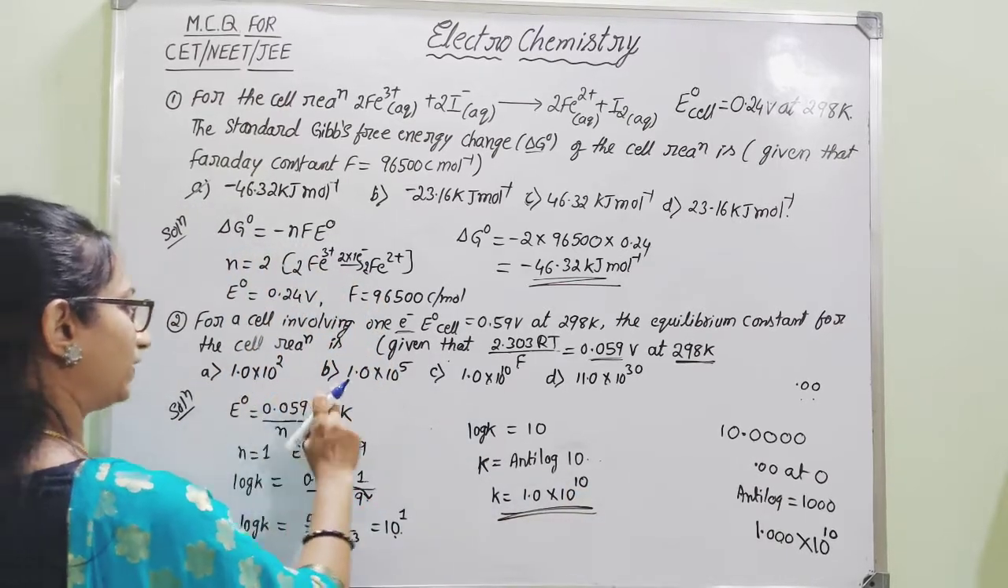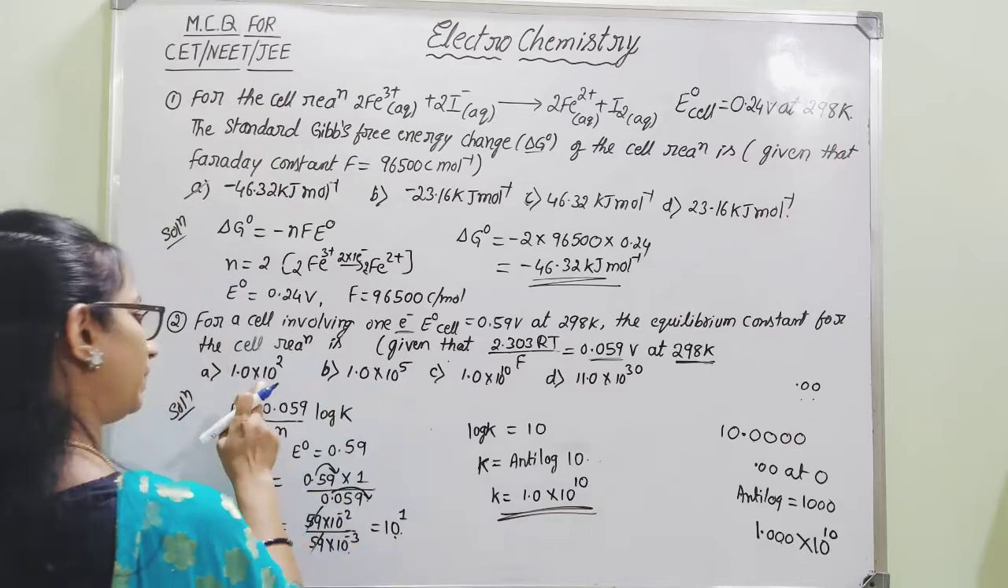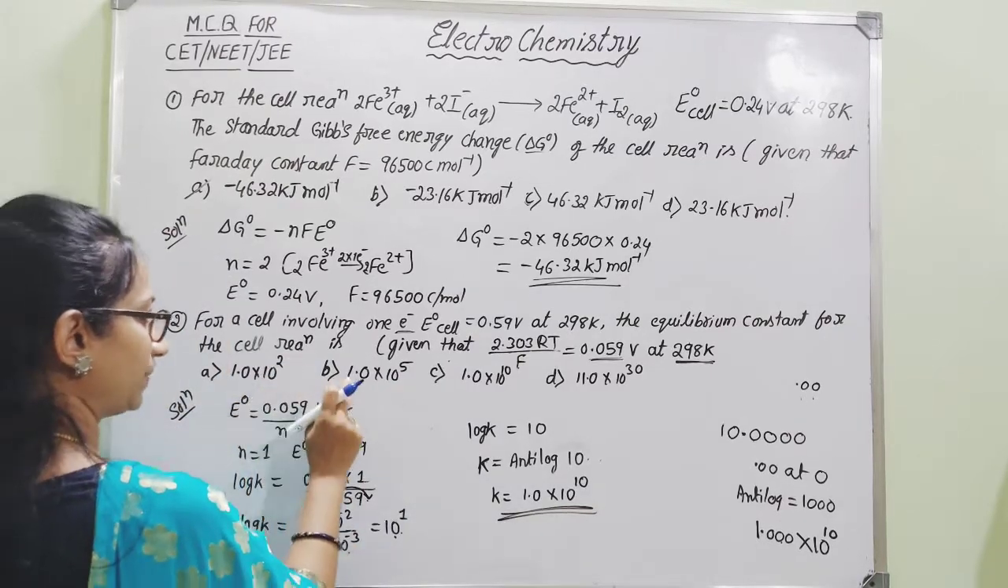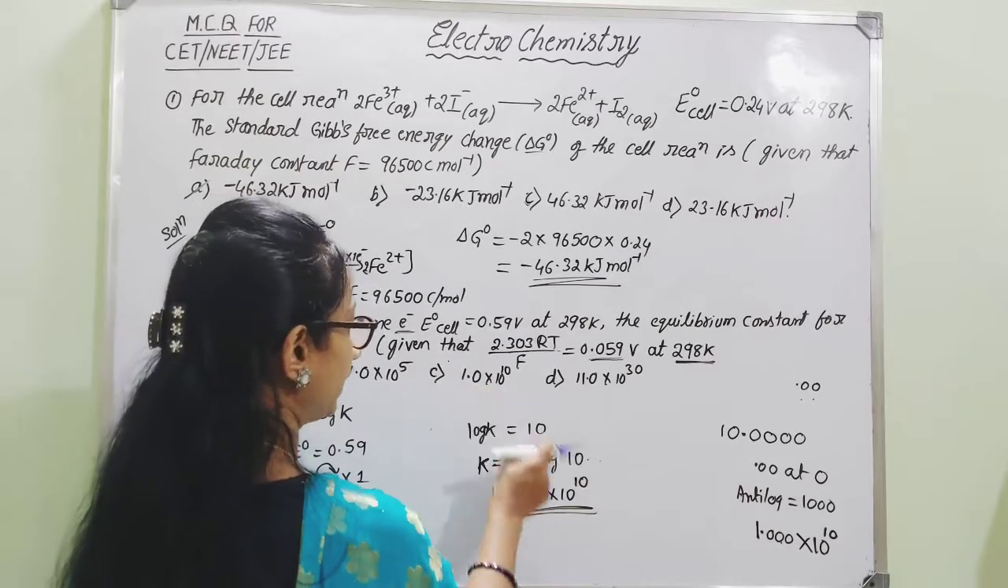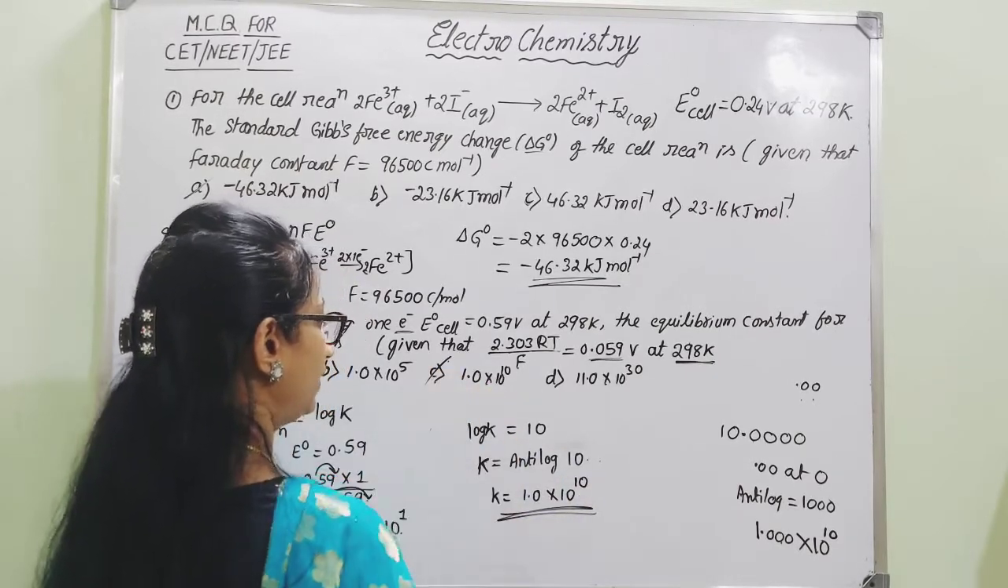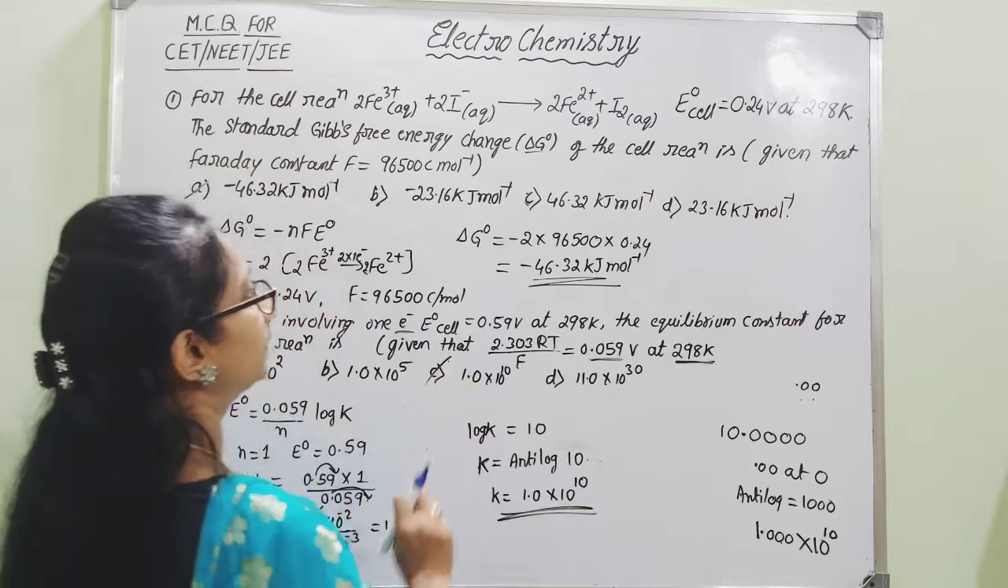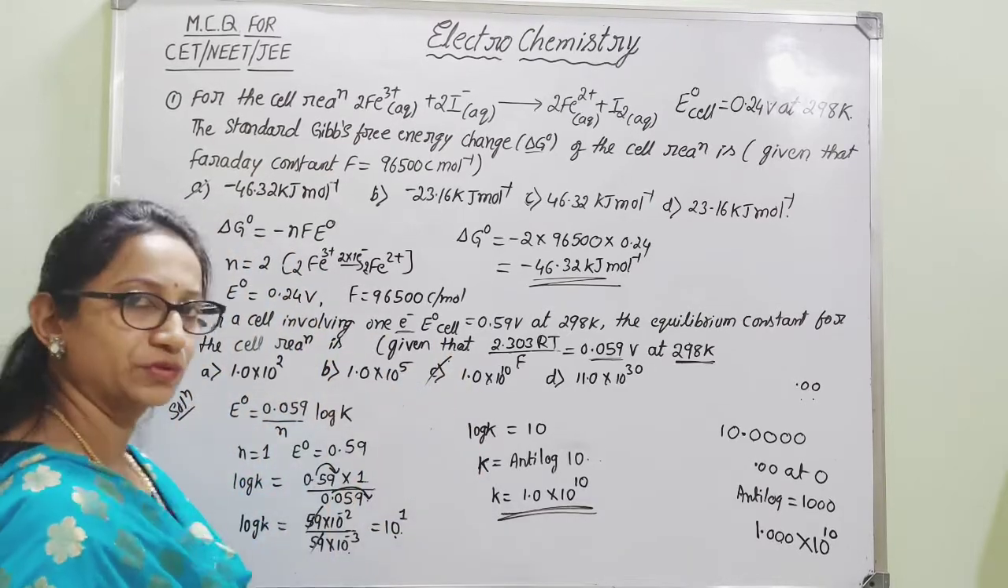You just go through the options he has mentioned here. 1.0 into 10 power 2, wrong option. 1.0 into 10 power 5, wrong option. 1.0 into 10 power 10, so exactly you will get the same answer. That is, option C will be the right answer. Got it?